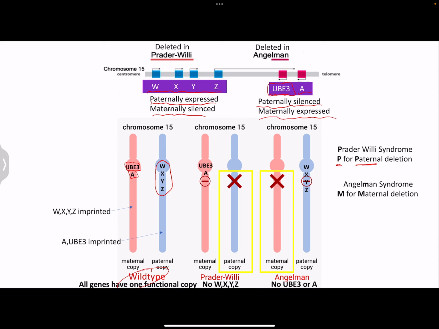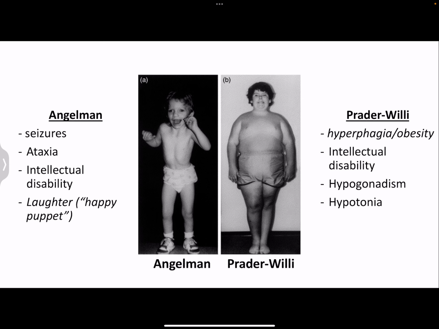So again, W, X, Y, and Z and A, you don't have to know. The only thing I would know is that UBE3A is on the mom, and paternal deletion is associated with Prader-Willi, and maternal deletion is associated with Angelman. So what are the phenotypes?